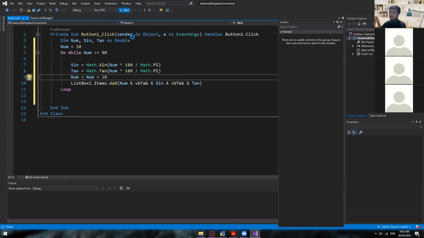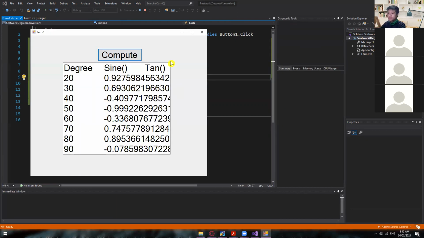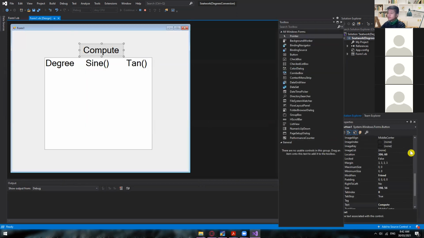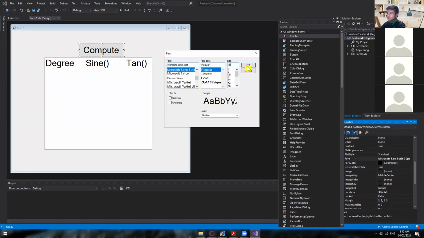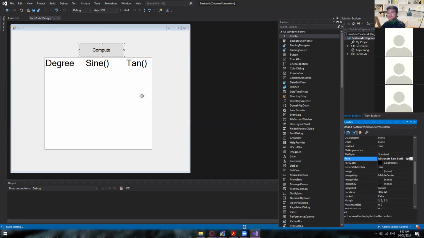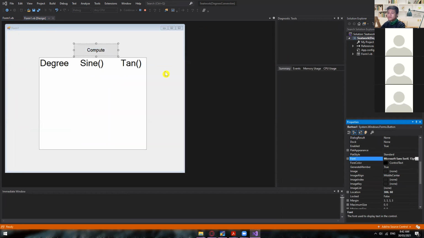All right, so let's see if this one is already working. Oops. The text is super big. Let me just make this 115. Why is it still so big?